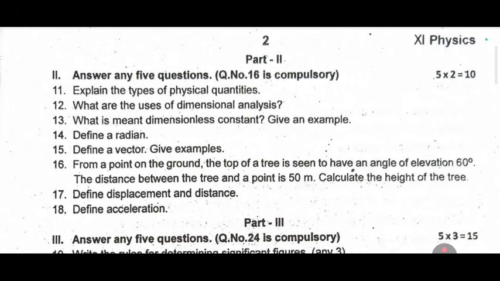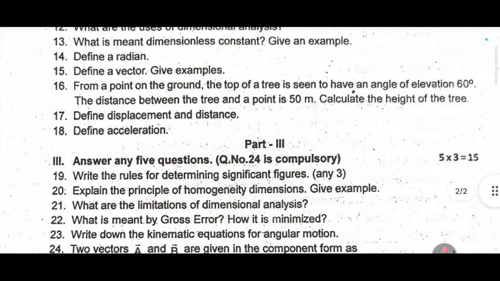17th one, define displacement and distance. 18, define acceleration. Part 3, answer any 5 questions. Question number 24 is compulsory. 19th one, write the rules for determining significant figures, any 3. 20, explain the principle of homogeneity of dimension.